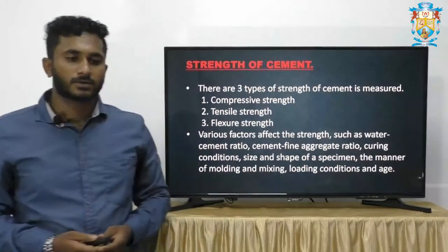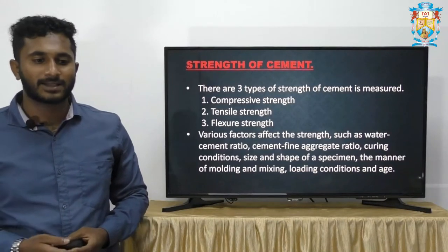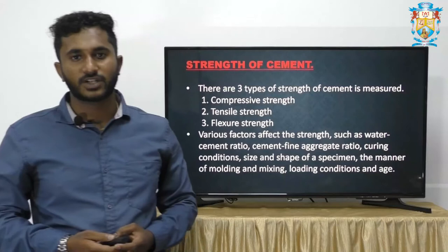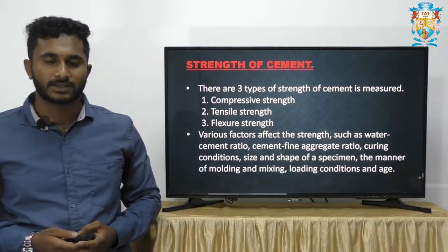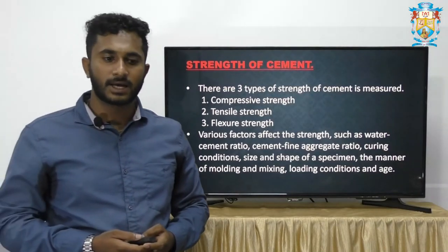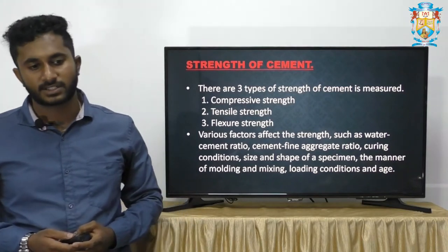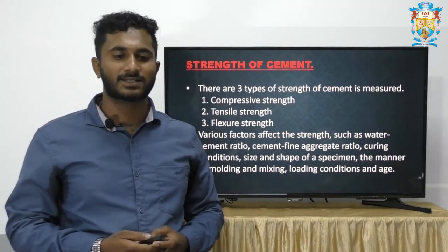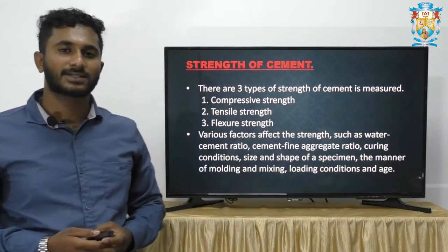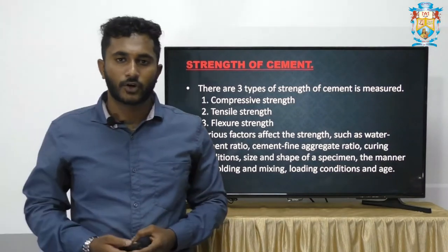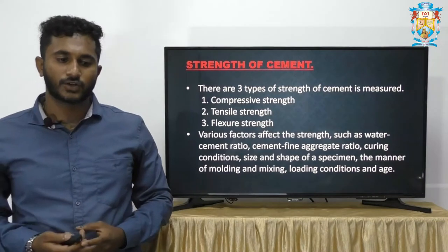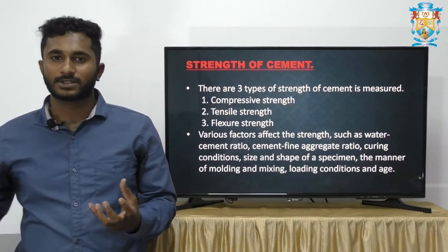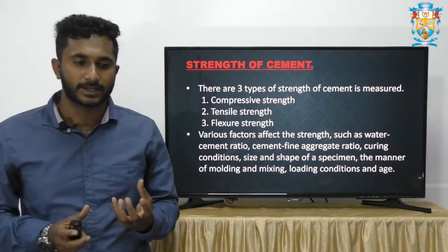So the strength of the cement. There are three types of strength of cement which are measured. The first one is compressive strength, the second one the tensile strength, and the third one the flexural strength. Various factors affect the strength, such as the water cement ratio, which is the amount of water needed for a certain amount of cement.